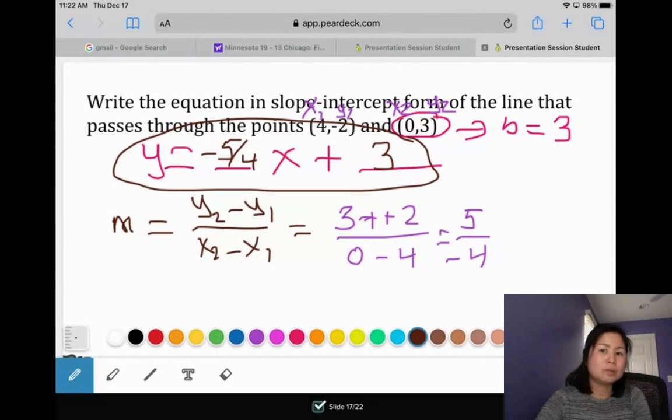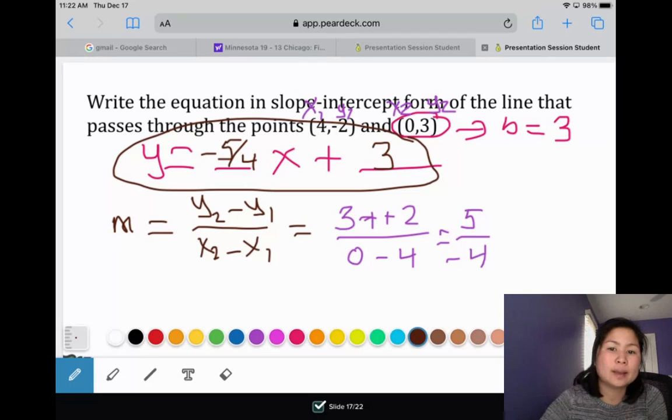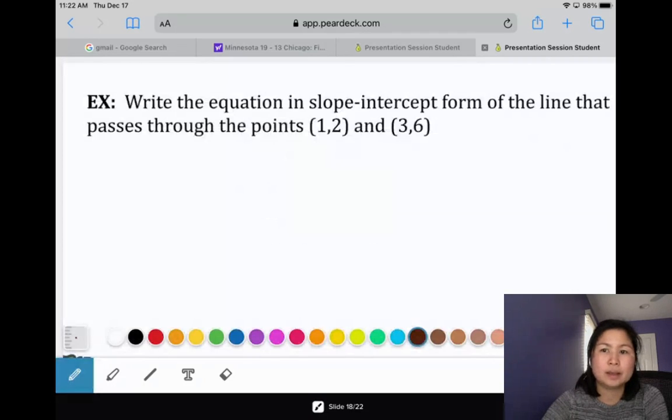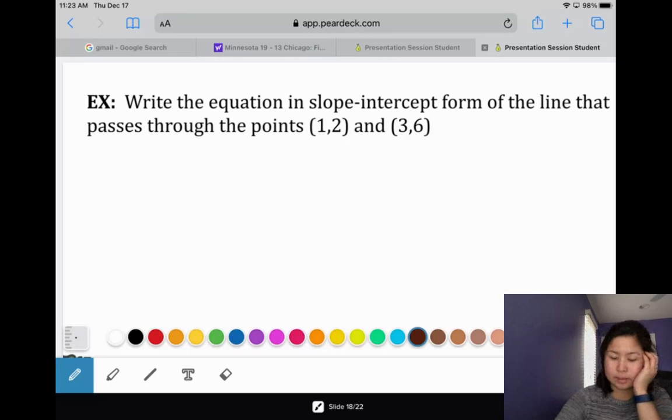So this is when you write an equation when the y-intercept is given to you. We just need to identify which one, and then we fill it in. The next one that we'll look at is when 2 points are given to you, but the y-intercept may or may not be there. We may not see it. This is the last type of question we work on, but it's not the last example, so I said it wrong.